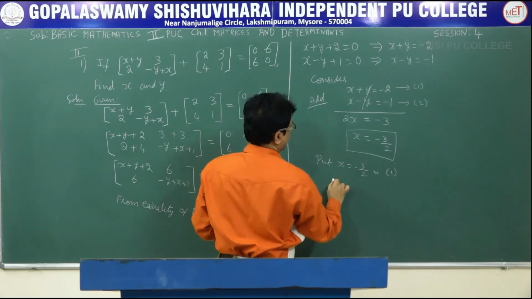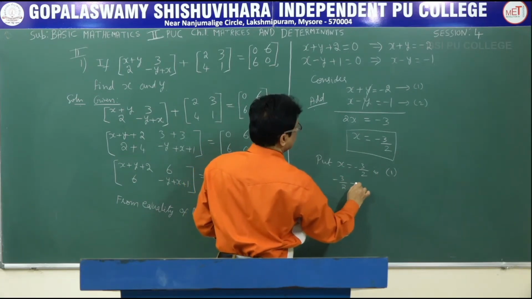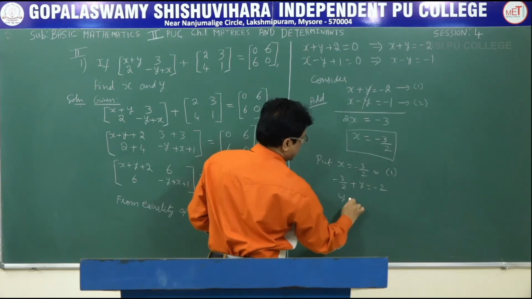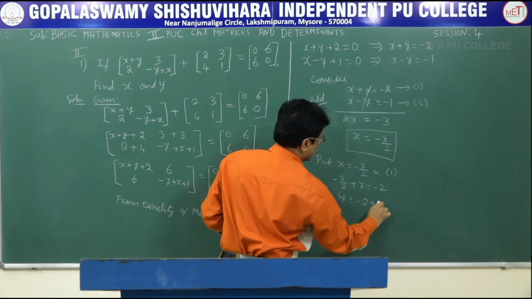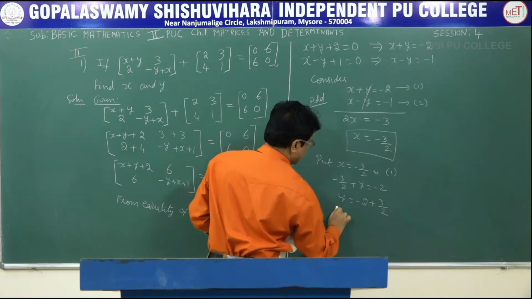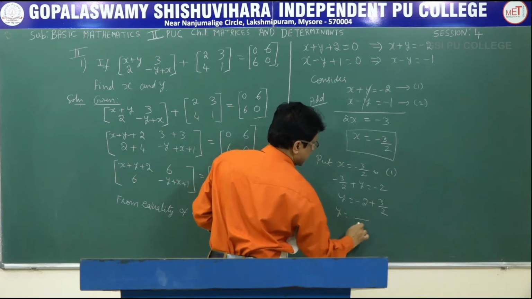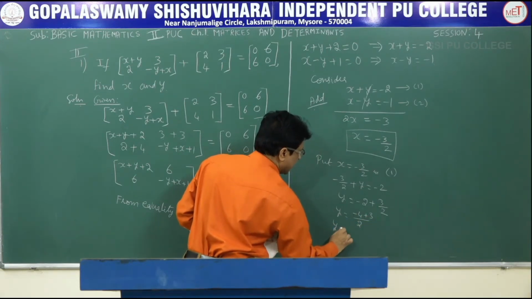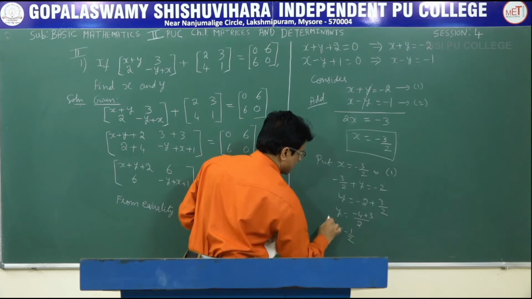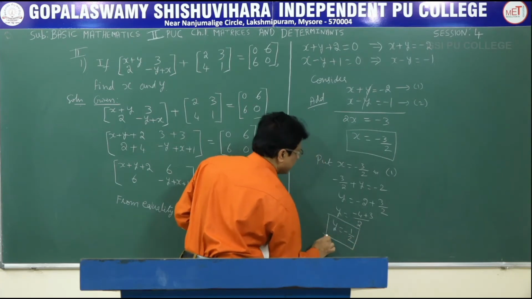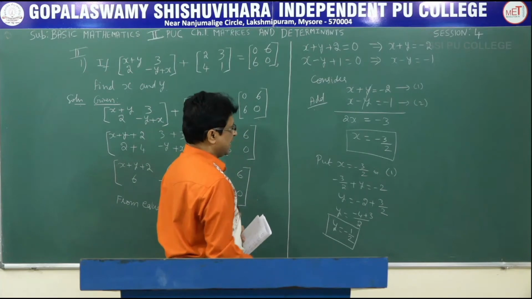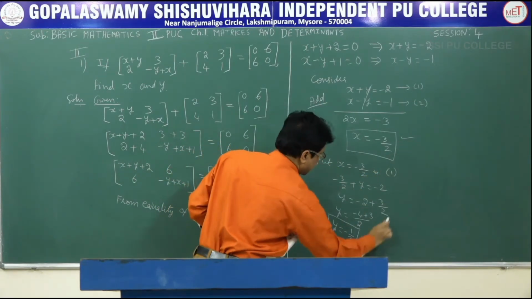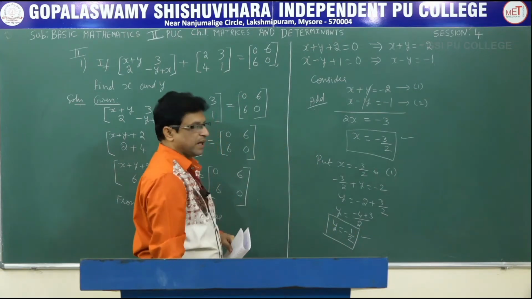So minus 3 by 2 plus y equals minus 2. So y equals minus 2 plus 3 by 2. So y equals, LCM is 2, minus 4 plus 3. So y equals minus 1 by 2. So the final answer is x equals minus 3 by 2 and y equals minus 1 by 2.